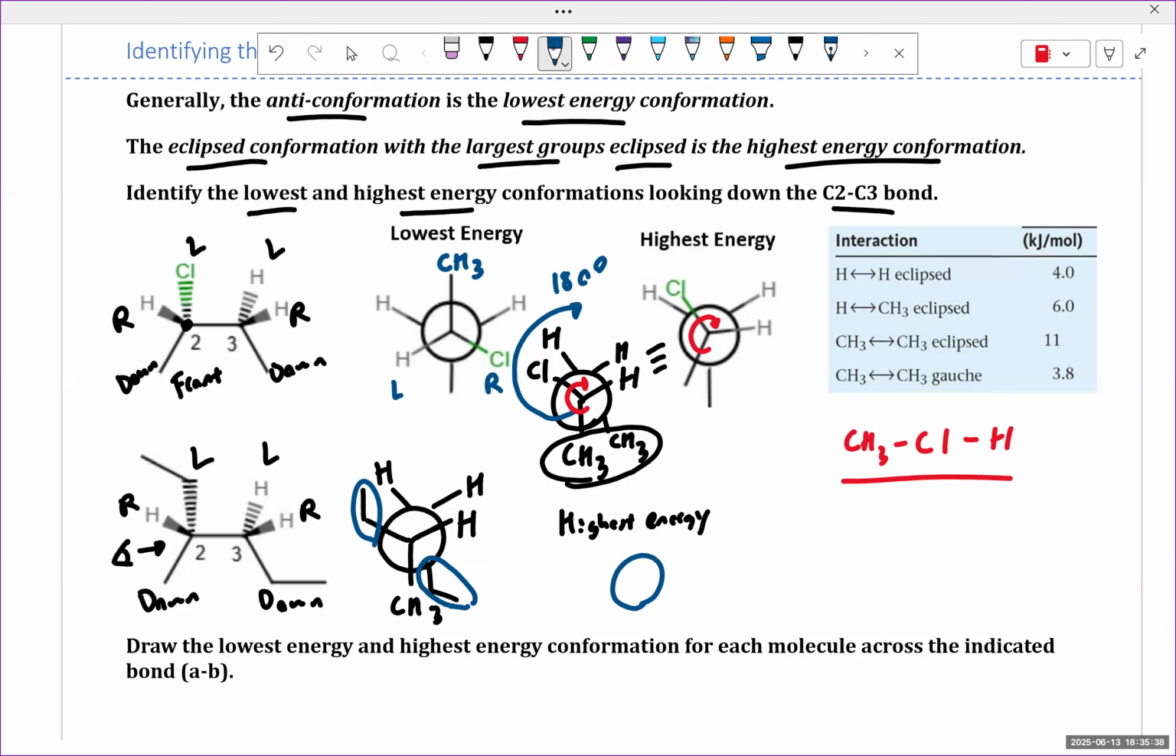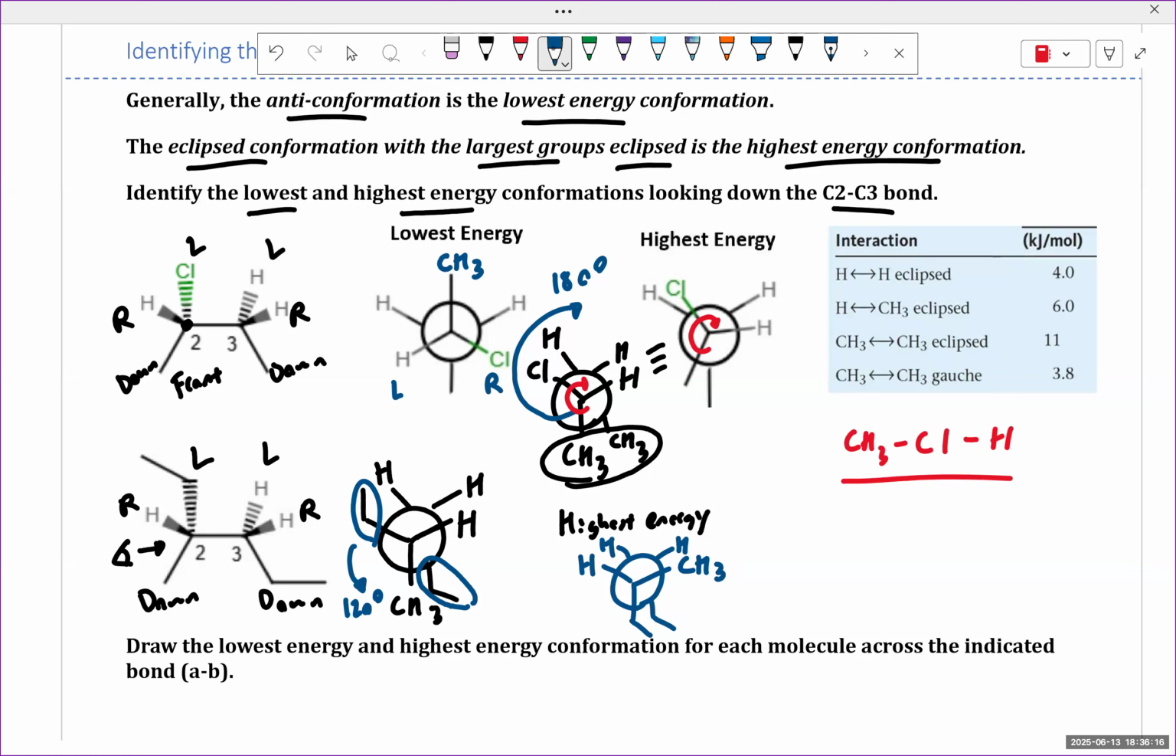So what I'm going to do is rotate my structure 60 degrees. I'm going to rotate this front carbon, not 60 degrees, but in this case, to get them aligned, 120 degrees. So in this case, the ethyl group in the front now ends up pointing down. The methyl group ends up on the right, and the hydrogen ends up on the left. All of the back substituents stay preserved. In this case, we have the largest substituents eclipsed.